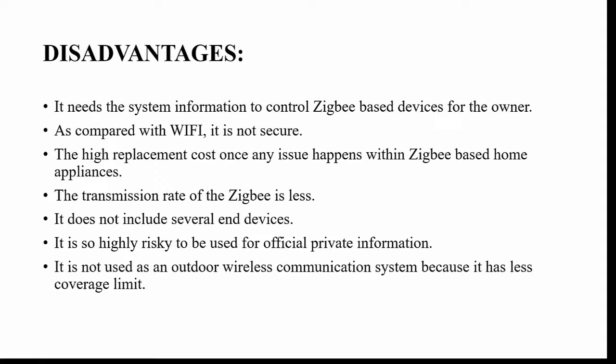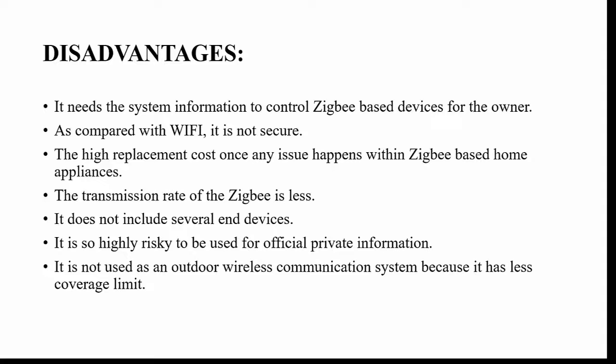However, any device has some disadvantages also. So let's look at some disadvantages of the Zigbee module. It needs system information to control Zigbee based devices for the owner. Actually, if you want to control a Zigbee based system, you need the system information, then only you can control the data. So it is a problem, because if you want to give control to another person, he needs to know the system information. So that will be a disadvantage of Zigbee.